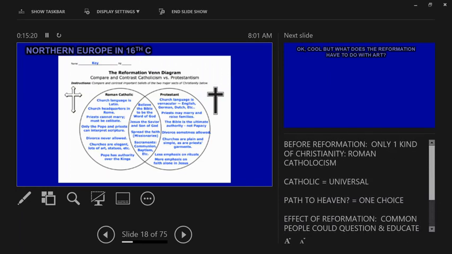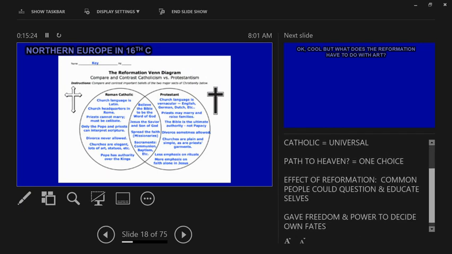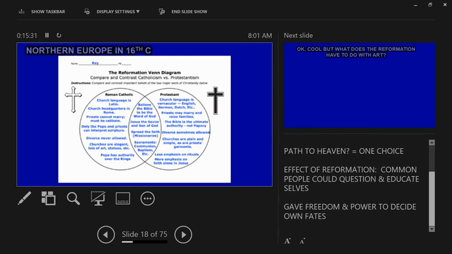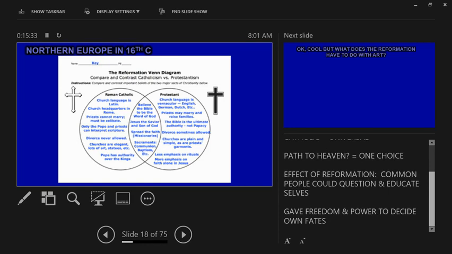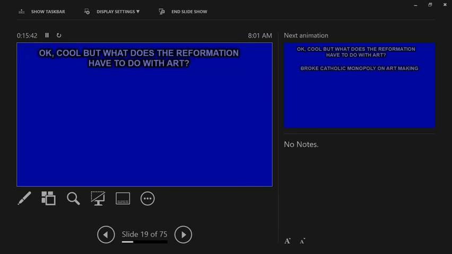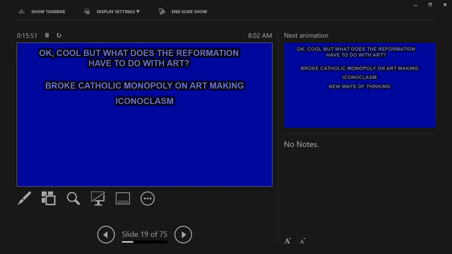So before the Reformation, there was only one kind of Christianity. That was Roman Catholicism. And Catholics were universal. If you wanted to go to heaven, there was only one choice. And so the effect of the Reformation meant that common people could question and educate themselves. And it gave freedom and power to decide their own fate. So you're wondering, okay, so cool, what does the Reformation have to do with art? Well, it broke the Catholic monopoly on art making.